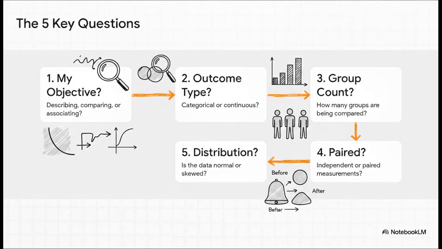First, what's my objective? Am I comparing groups or am I looking for a relationship? Second, what's my outcome variable's data type? Is it continuous or categorical? Third, how many groups are there? Fourth, are the observations independent or are they paired, like a before and after measurement on the same person? And finally, if the data is continuous, is its distribution normal or skewed? Answering these questions will narrow down your choices almost instantly.